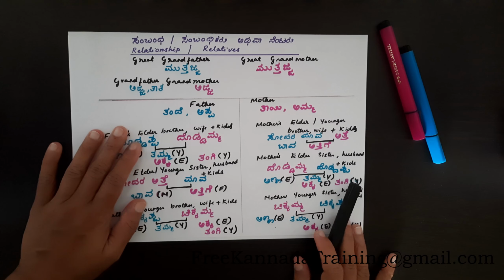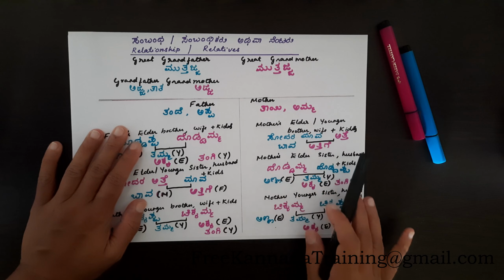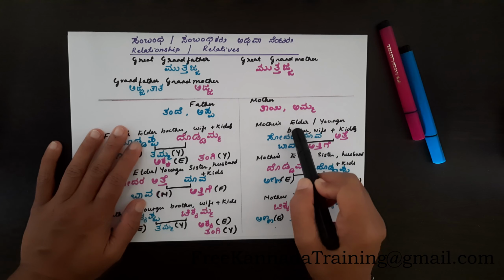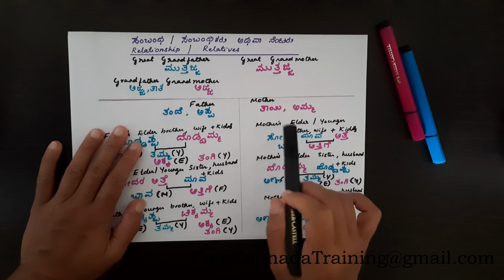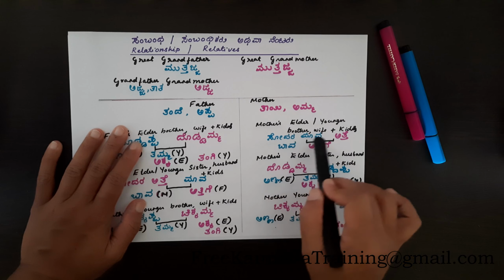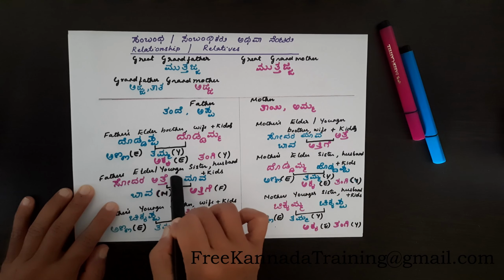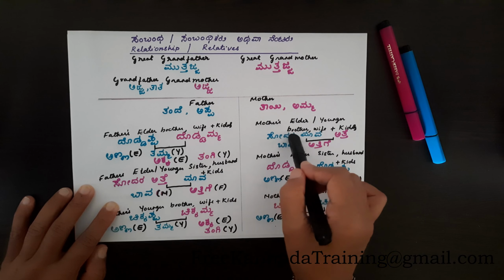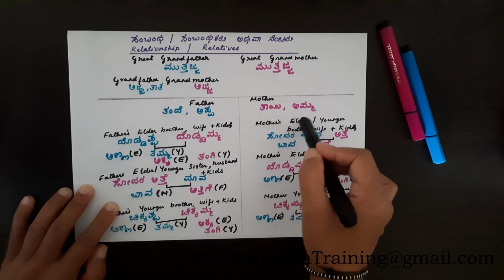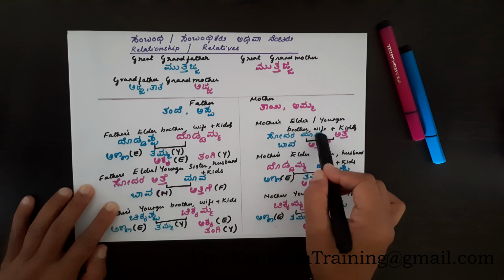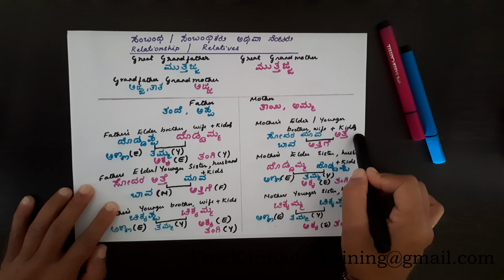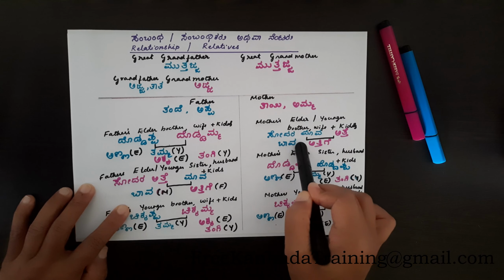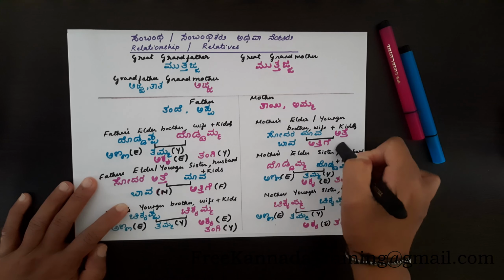Next, coming to the mother side of relatives. Mother is taayi or amma. Mother's elder or younger brother will be Sodara Maava, where father's sister will be Sodara atte. Sodara is again brother. Either elder or younger, both will be called Sodara Maava, and his wife will be atte. And their kids will be the same, Bava and Attige.